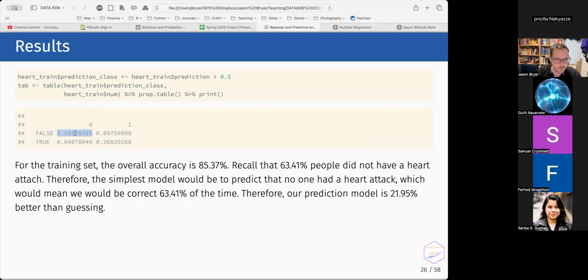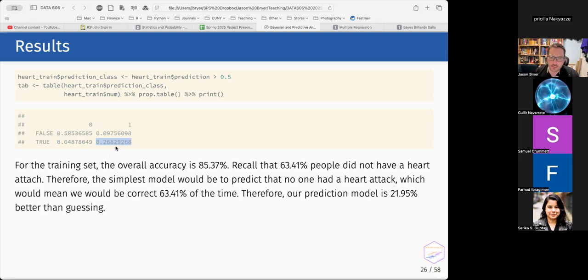In 58.5% of the observations, I predicted no heart attack and they didn't have a heart attack. In 9.7% of people, I predicted no heart attack, but they did. So that's a type 1 error. In 4.8%, I predicted a heart attack, but they didn't. So that was a false positive. And in 26.8%, I predicted a heart attack and they actually had a heart attack.